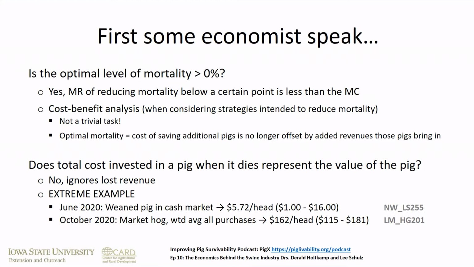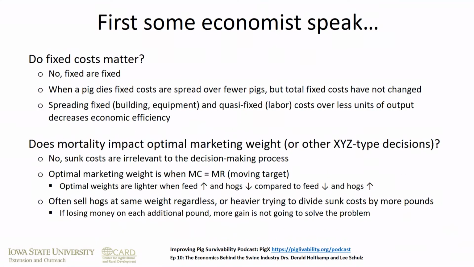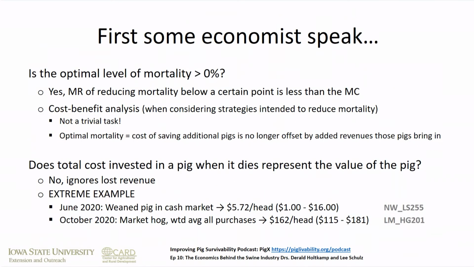Now, when we go through and understand how people calculate mortality, some of it is sometimes, is it the total cost that's invested in that pig when that pig dies? And the answer is no. That ignores the opportunity cost. So I'm going to give you an extreme example here. And this should actually say, this should say April 2020.